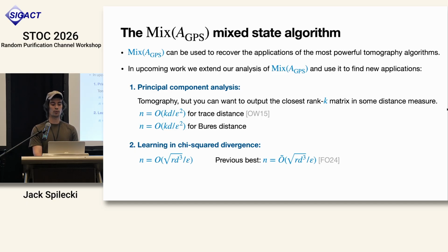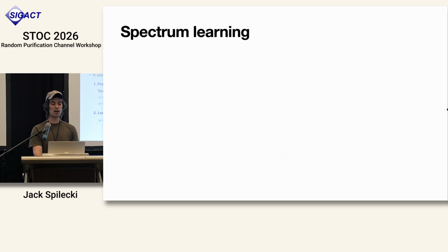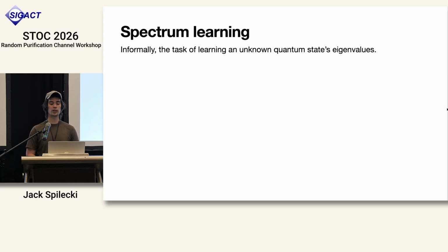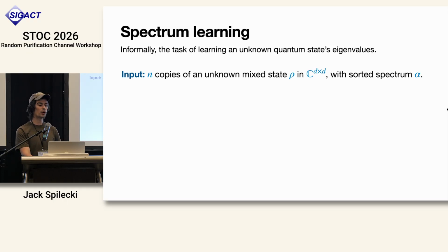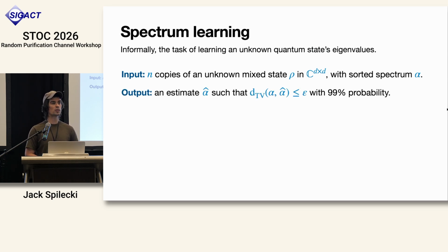Okay, so the main application I want to focus on is spectrum learning. So what is spectrum learning? Informally, it's this problem where you get copies of an unknown state and you want to learn the eigenvalues of that state. And formally, you have input n copies of rho with sorted spectrum alpha, and you're asked to output some estimate alpha hat, which is supposed to be close in total variation distance with, say, high constant probability.